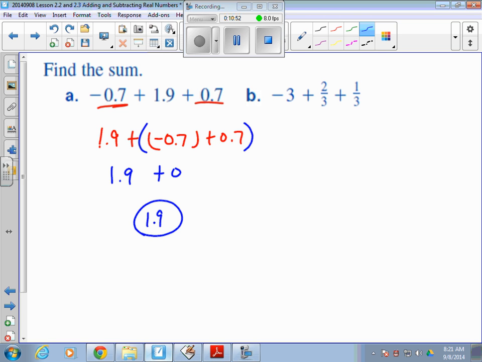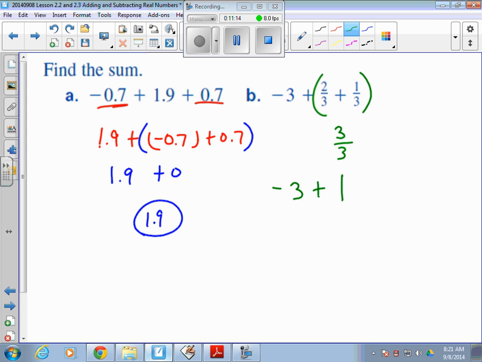For letter B, all you had to use was the associative property. Before you tried to add negative 3 plus 2/3, you could add 2/3 plus 1/3. They have the same bottom number, 3. So you add 2 plus 1 and you get 3. We know that 3 over 3 simplifies to 1. Now we have negative 3 plus 1.